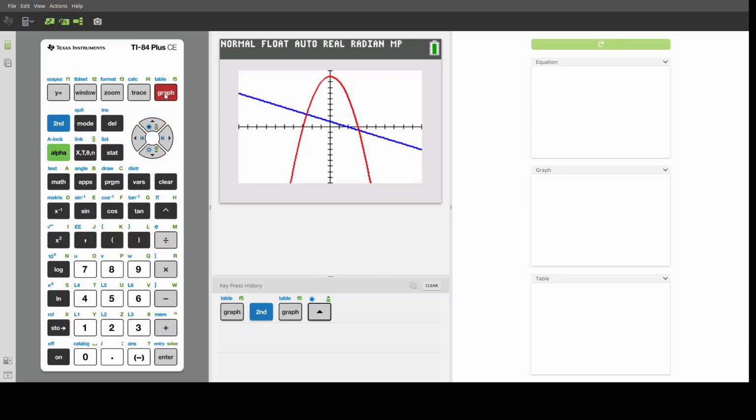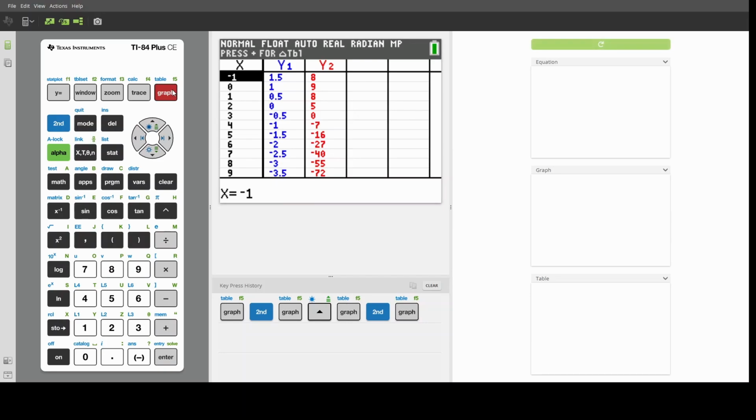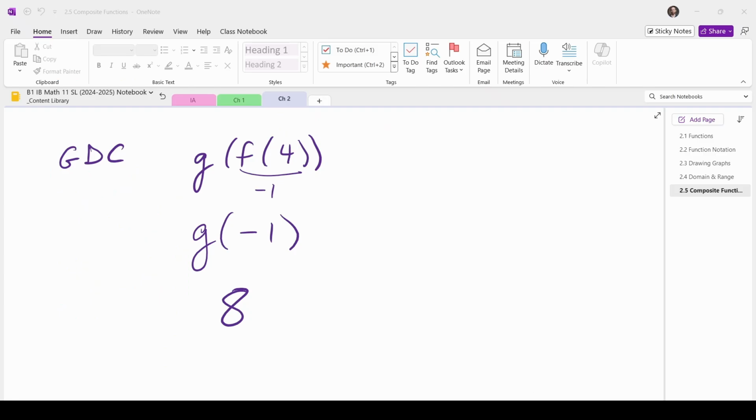Or if we want to see it on the graph, we could go over to -1 and come up. Yeah, it looks like it's 8. Okay, but the table is actually more clear. I like the table there. g of -1 is 8. And this gives us enough now for exercise 2F.